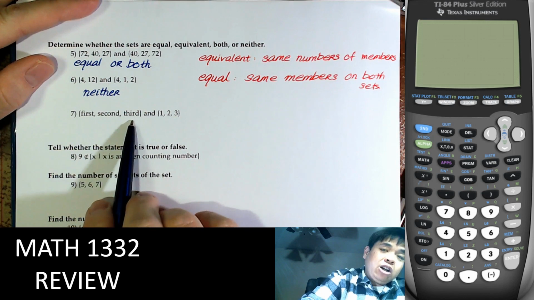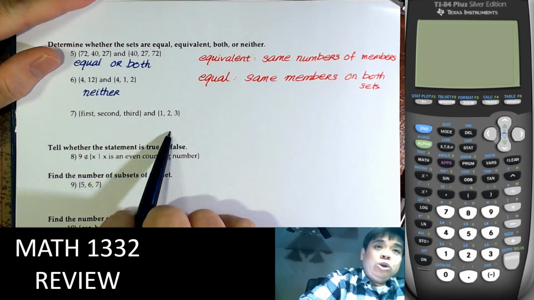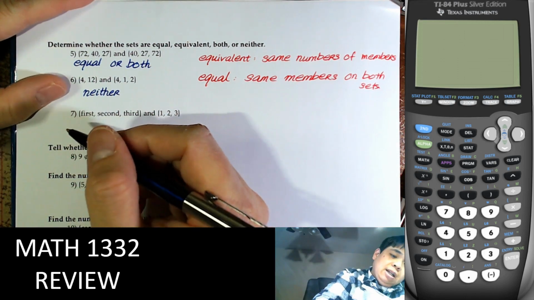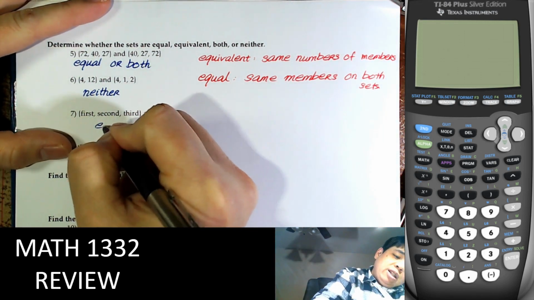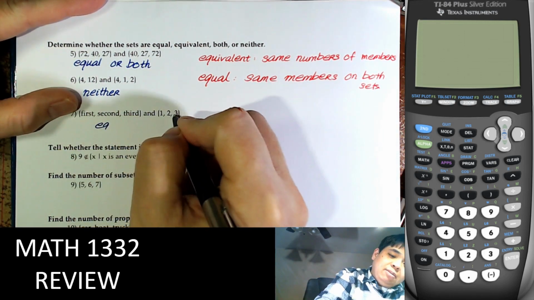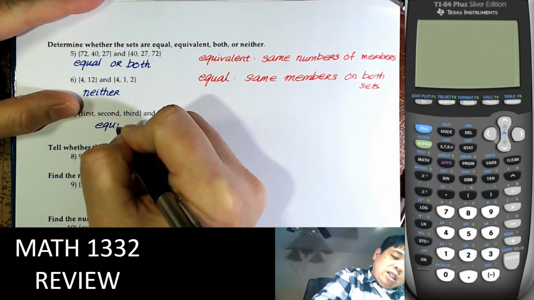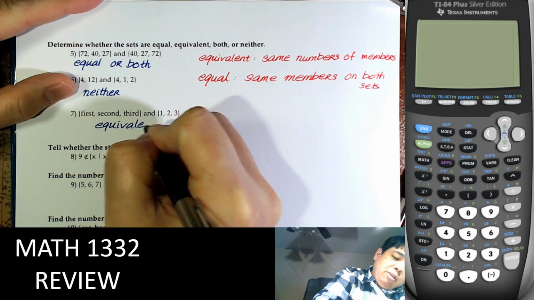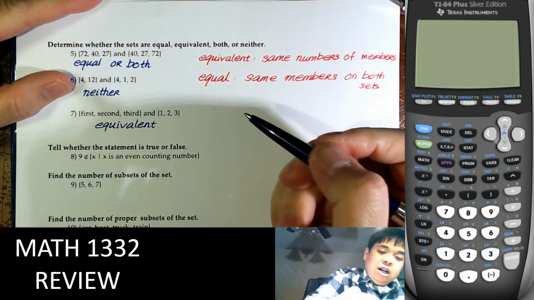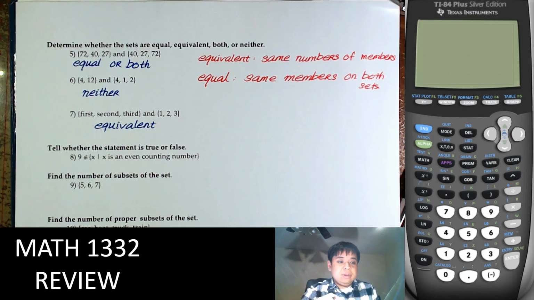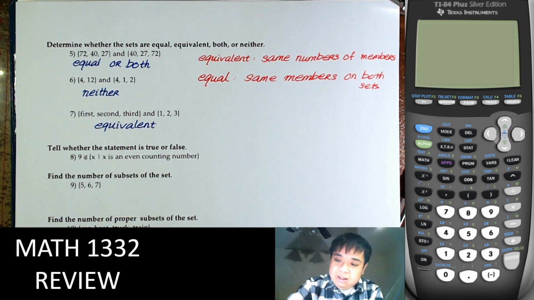This will have first, second, and third, 3 members there. 1, 2, 3, 3 members there. Same number of members. So in that case, we say they are equivalent. They're not exactly the same members, but we only say this is equivalent, meaning the same number of members. Each has 3. Right. So that's what we have.